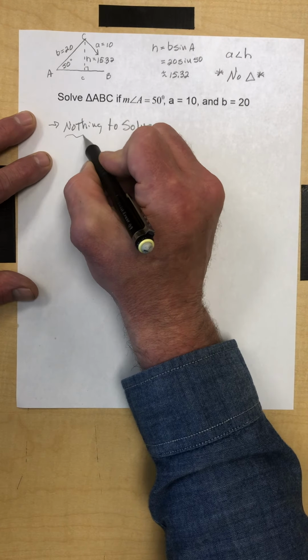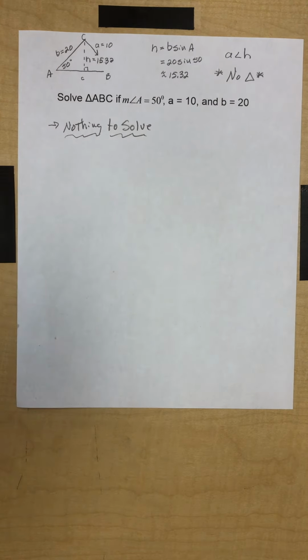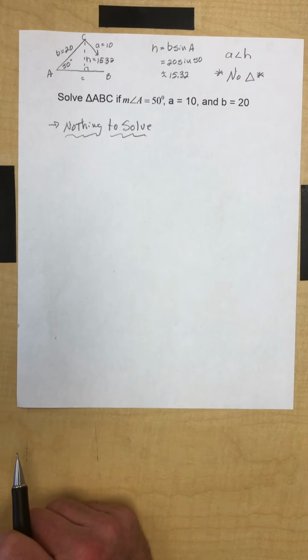Okay, and so we've always got to check, very first thing, can we even form a triangle? Clearly you can't form a triangle there, so there's no triangle to solve. Okay, let's see if we can get another one out of the way.